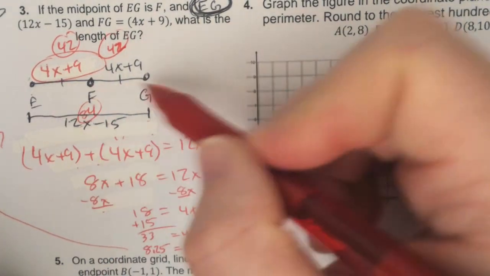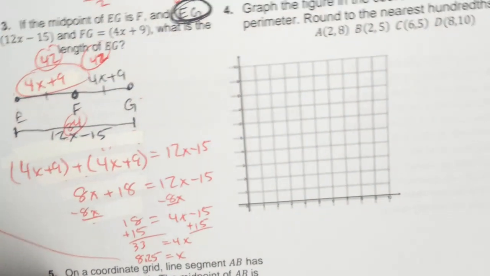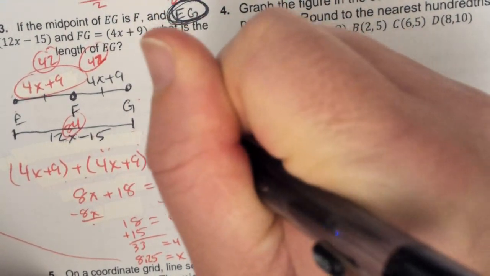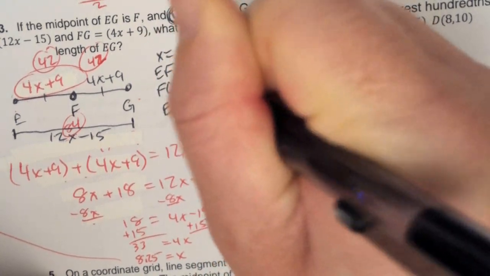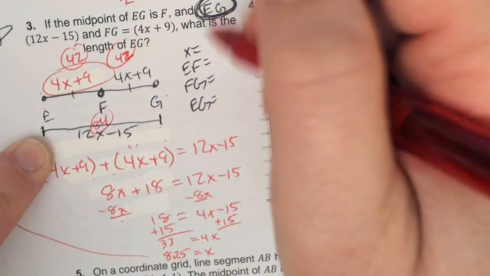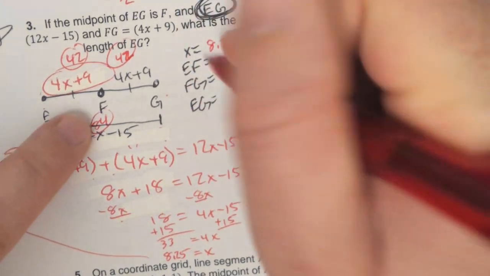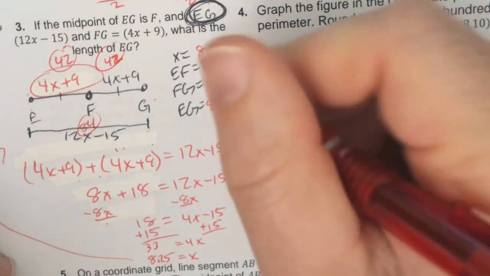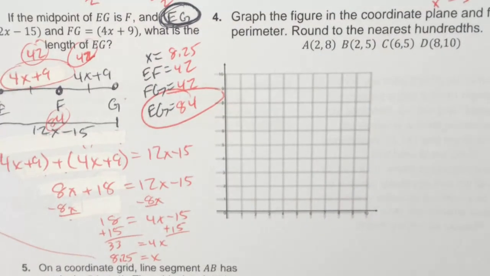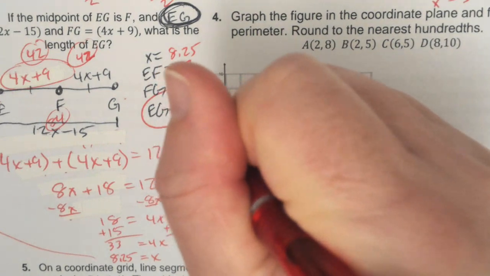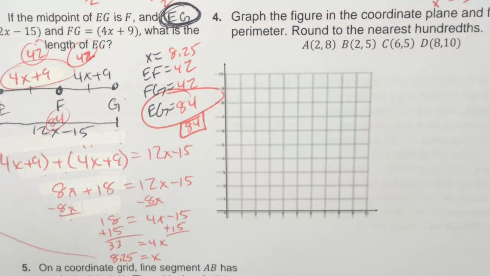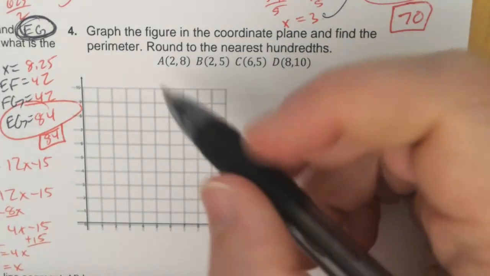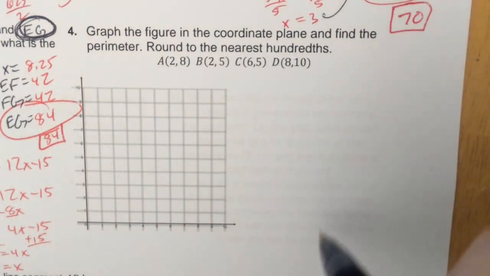All right, so now we can safely check our answer. They wanted e to g. So we're able to answer every question, right? So we have x, we have e to f, f to g, and we have the whole shebang, e to g. So x was 8.25, e to f was 42, the right side was 42, and the whole shebang was 84, and they wanted 84, and that was the answer. And you type that in as 84, not EG equals 84, just 84. Sorry about that typo and me being a dork. Okay, so on this one, number 4.